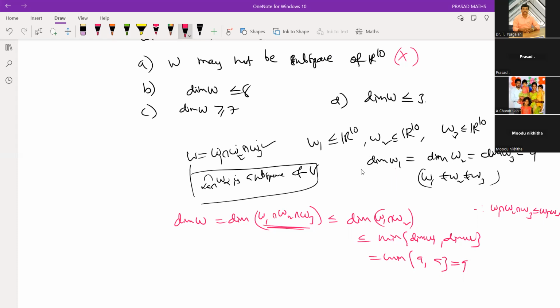Again, you can use this condition. What are the possibilities? Dimension of W less than or equals to 8. So what are the possibilities? It can be 1, it can be 2, it can be 3, it can be 4, it can be 5, it can be 6, it can be 7, it can be 8, it can be 9.